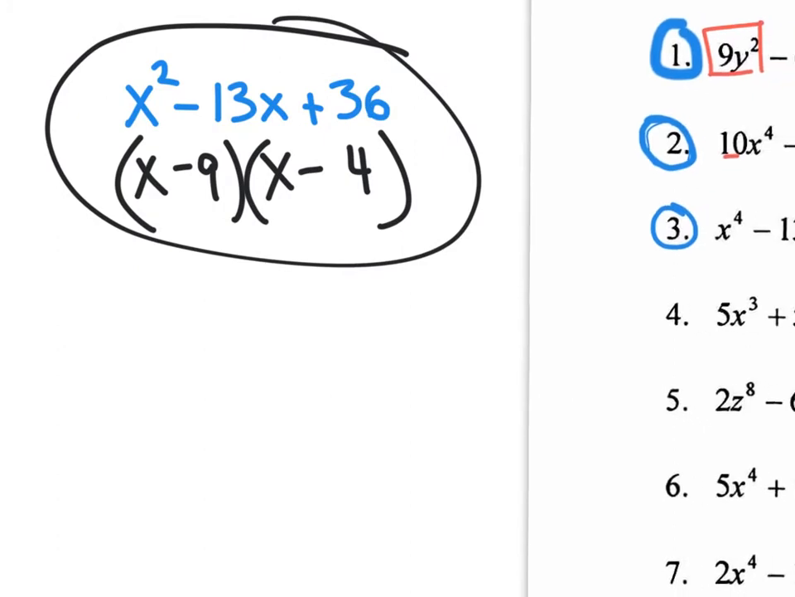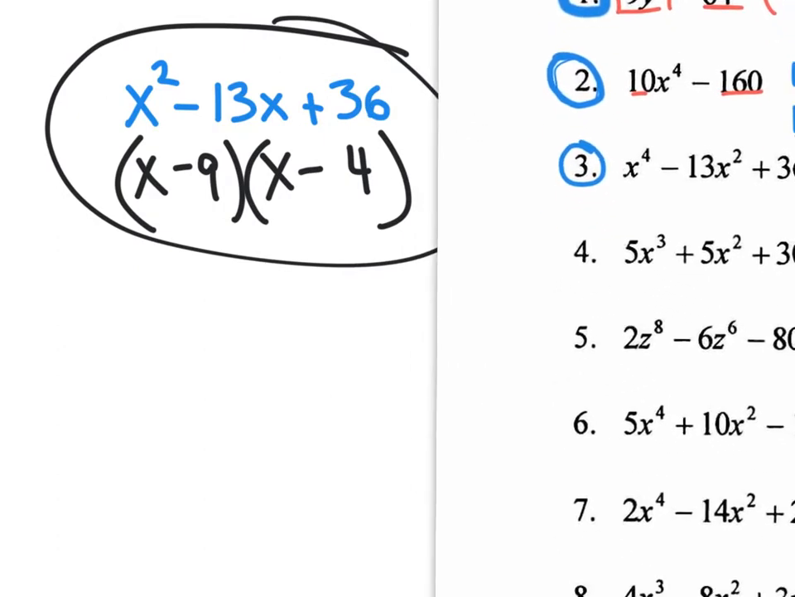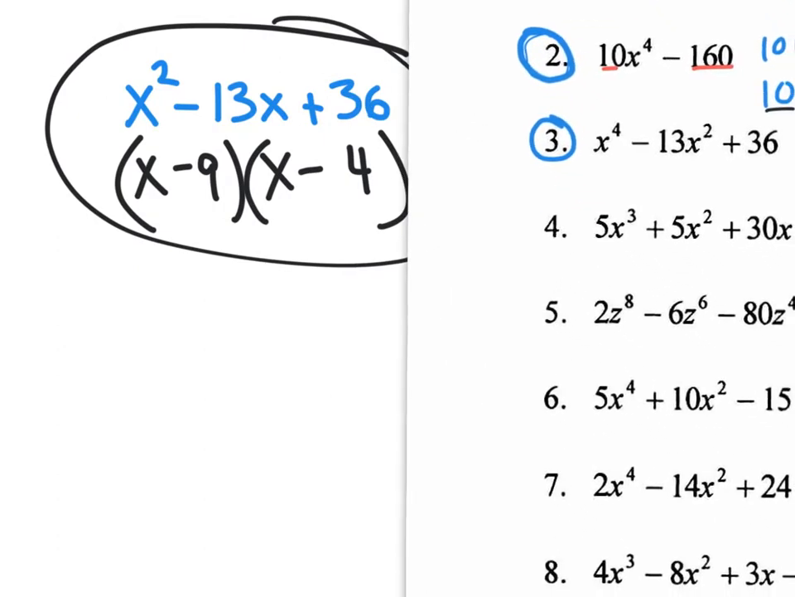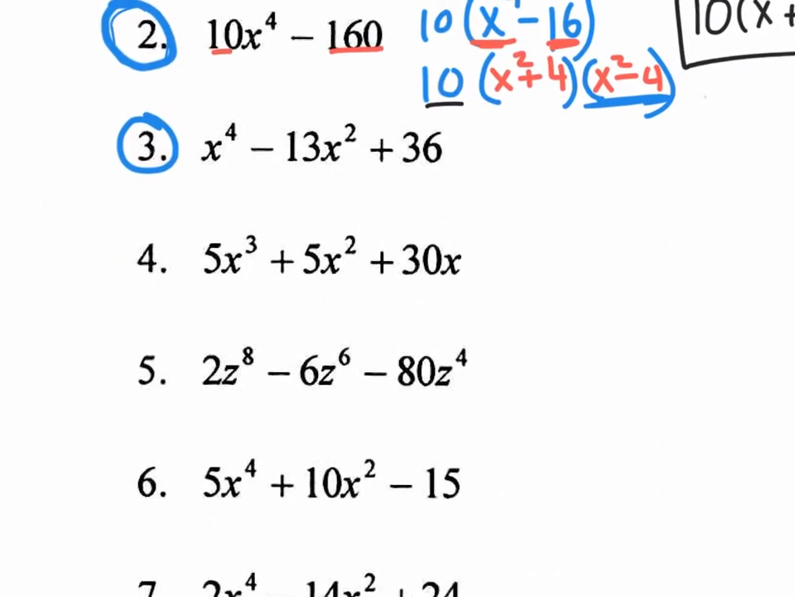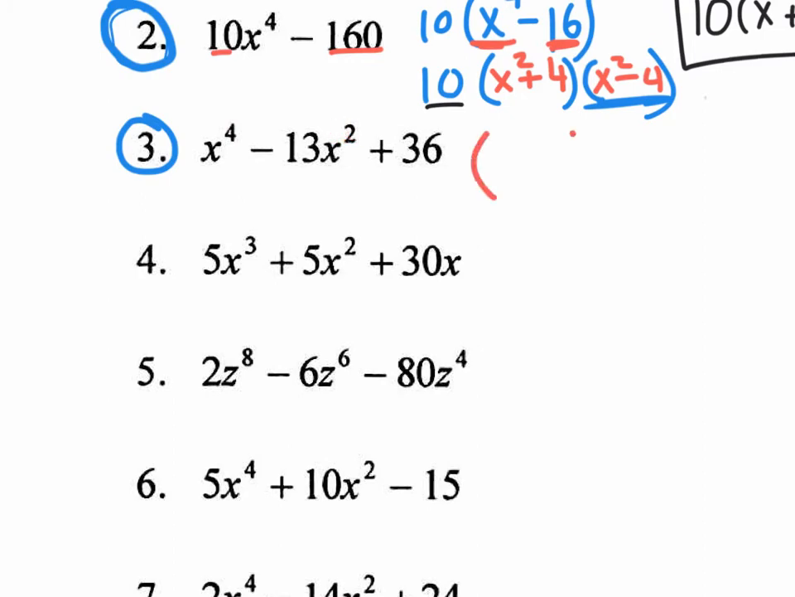However, this other problem over here is almost exactly like it, right? Check it out. You have x squared minus 13x plus 36. Over here we have x to the fourth minus 13x squared plus 36. Same exact values. So all we're going to do is pretend that this is an x squared and this is an x. That's what we're going to do. We're going to pretend.